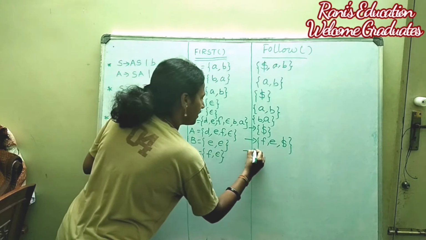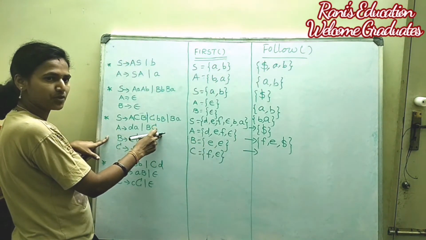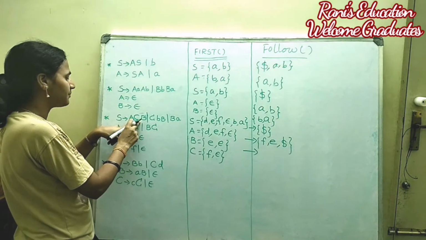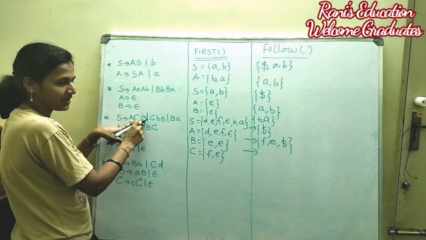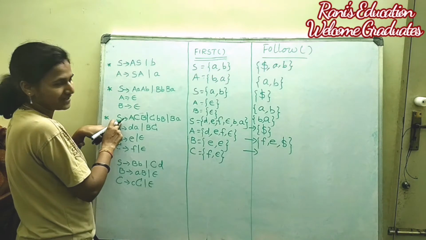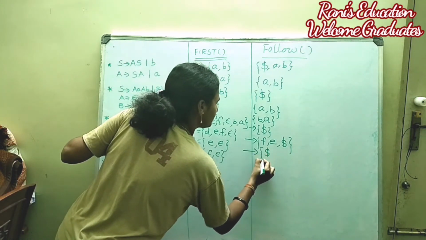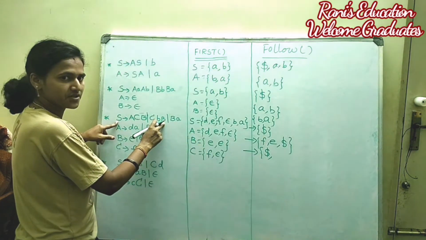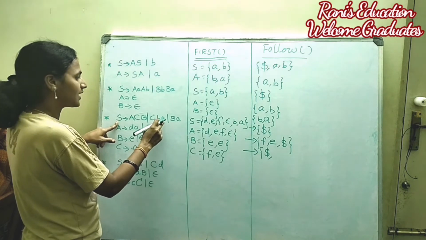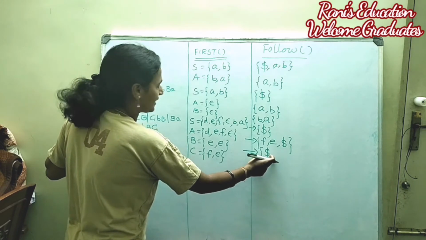Now, go for follow of B. Whether B is defined anywhere in the RHS of the productions? Yes. So take the first production of the start symbol of the grammar. Here B is at the end of that production. So which defines that follow of B equals follow of S. What is follow of S here? Dollar. Go for the second production. So here also B is at the last. So follow of B equals follow of S, that is dollar, which we have already defined here.